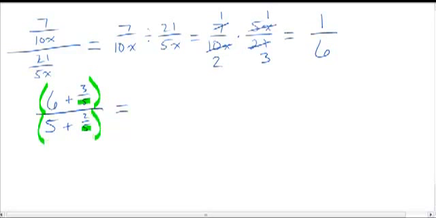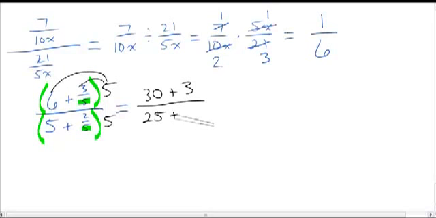Now, what I'm doing is I'm multiplying the top by 5 and the bottom by 5. So you can't forget to multiply the whole numbers also. So I'm distributing. So 6 times 5 is 30, plus 3/5 times 5 is just 3. The 5's cancel out. 5 times 5 is 25, plus 2/5 times 5 is 2. The pen's going wonky on me. So now we've got 33 over 27.